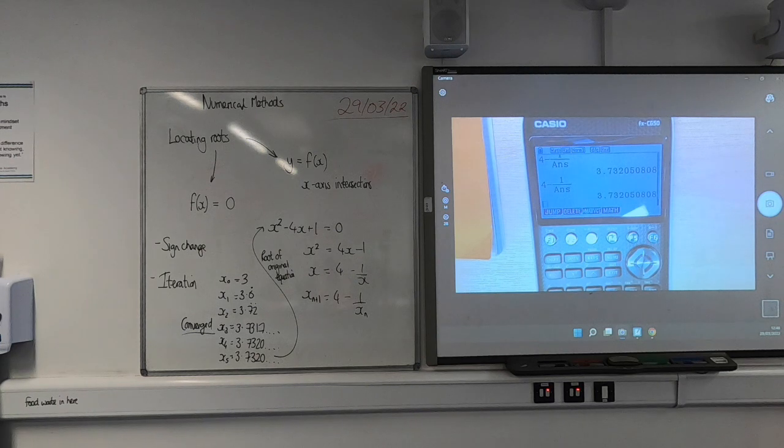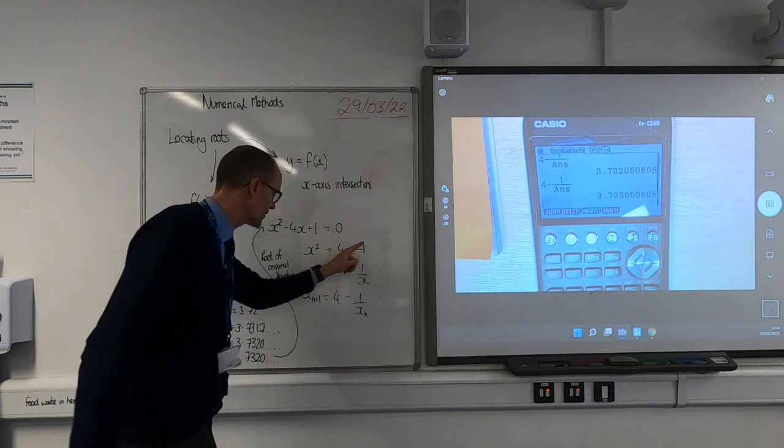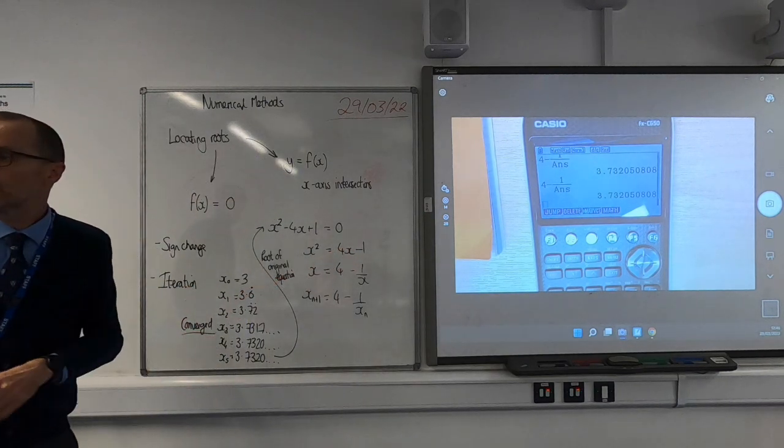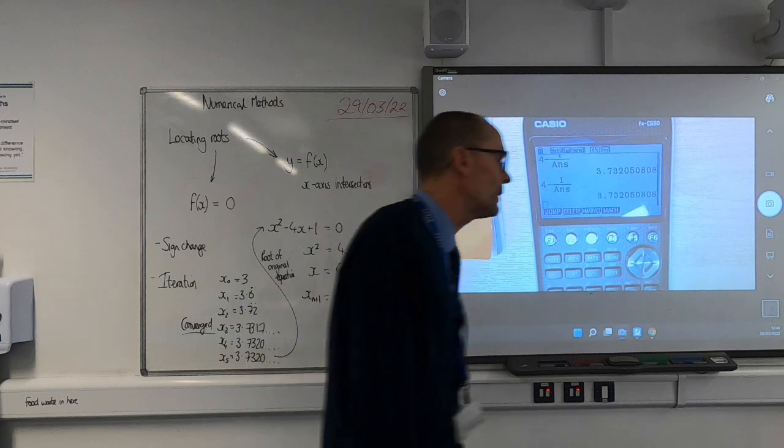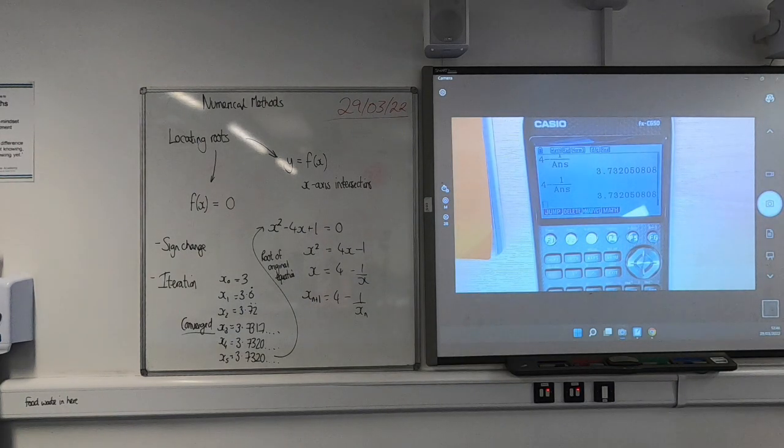Now, this whole rearranging thing, how did we know that rearranging this equation to this and starting with 3 was going to work? Well, shall we rerun that process and start with a different value? Let's start with 4. So same equation, I'm going to make 4 mine. So go on, see what happens when you use 4 as your first guess. Same equation.